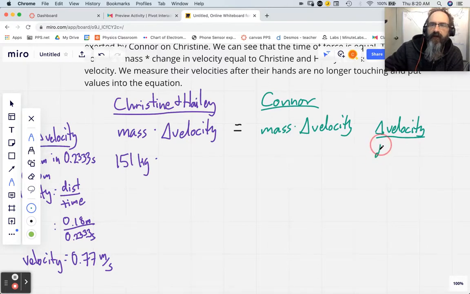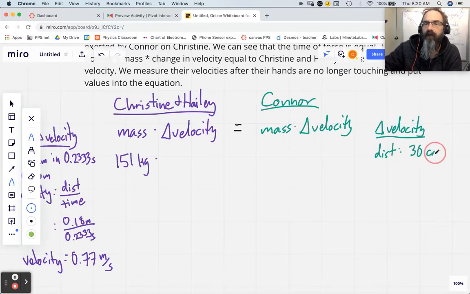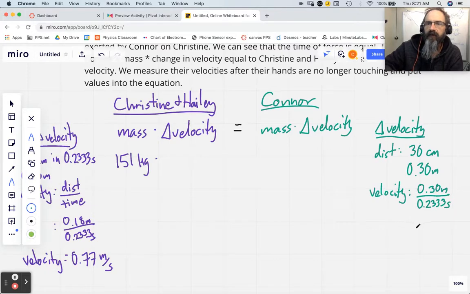He went a distance of 30 centimeters or 0.30 meters. So his velocity must be distance 0.30 meters over the same amount of time, 0.2333 seconds. And again, pause for a calculator.